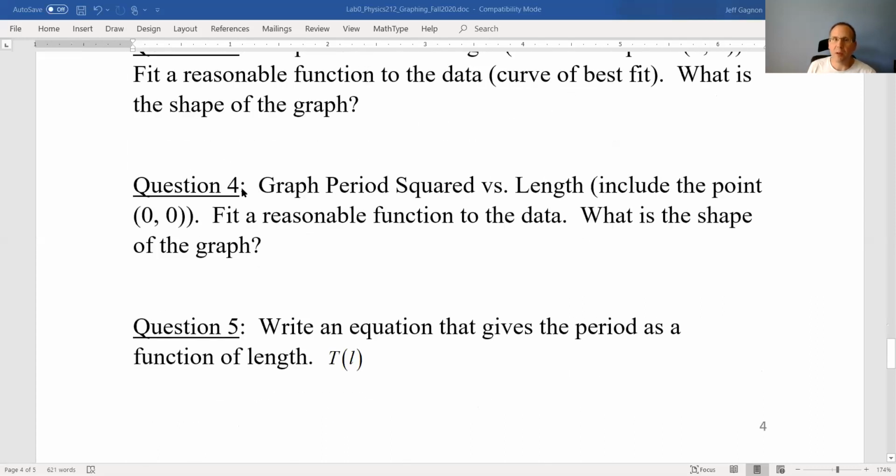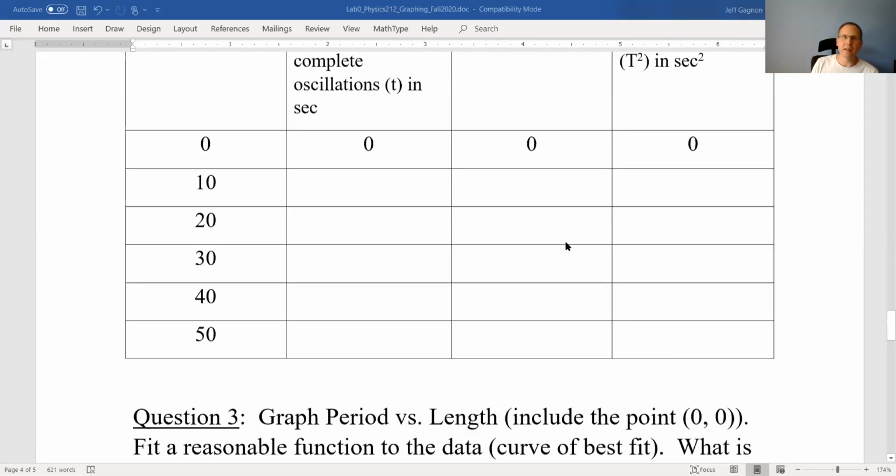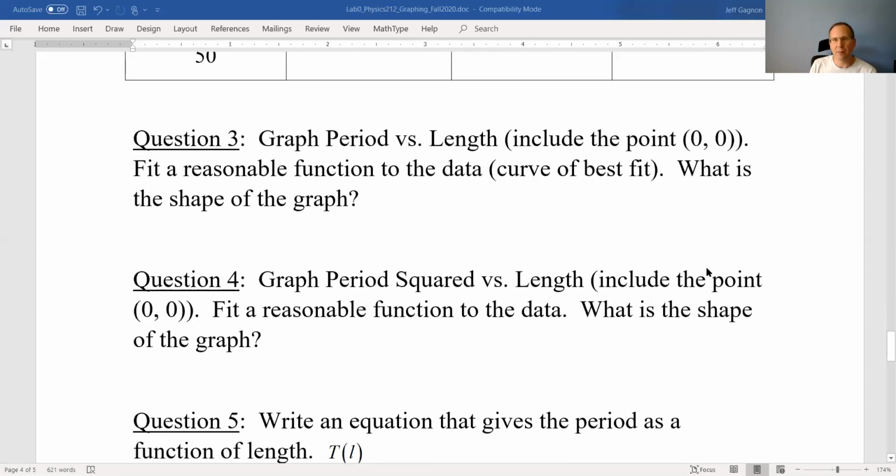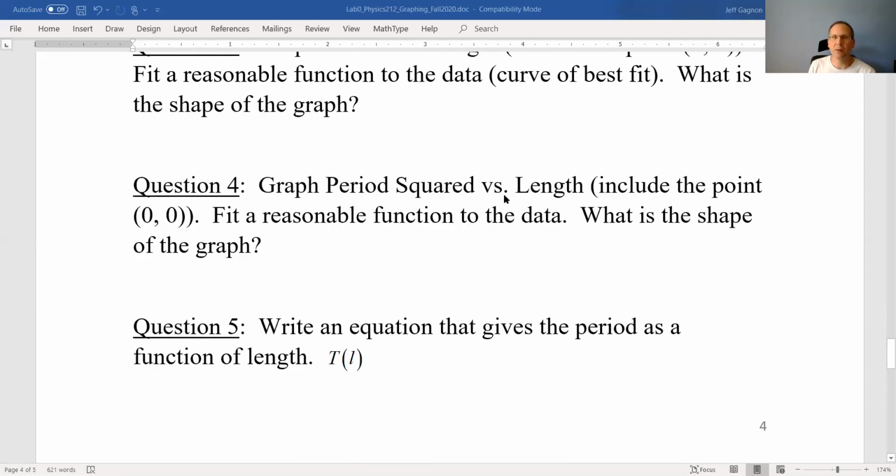Question 4 was plot or graph period squared versus length. So if you look in the table here, length again will be X, period squared will be Y. So this last column will be your Y. And remember, that one should be linear, right? So you want to do a linear fit when you do that period squared versus length. And when you do that linear fit, it'll give you the slope, and you're going to need that slope value to answer the last question.